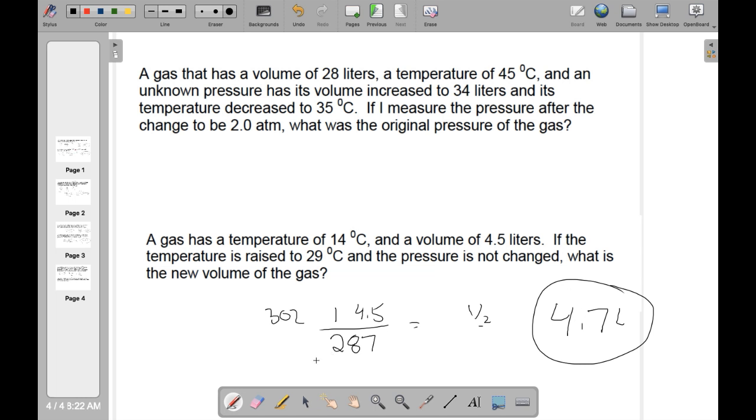Okay, that's the end of the lesson. We've gone over 4 different gas laws now. We should know Boyle's law, Charles' law, Gay-Lussac's law, and the combined gas law.